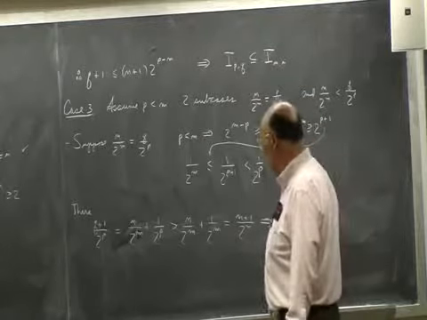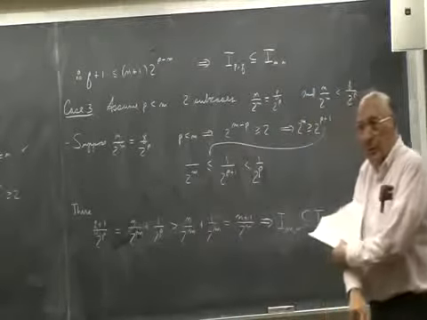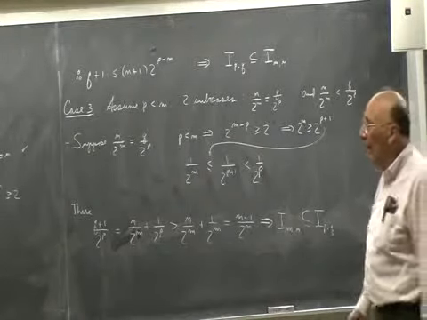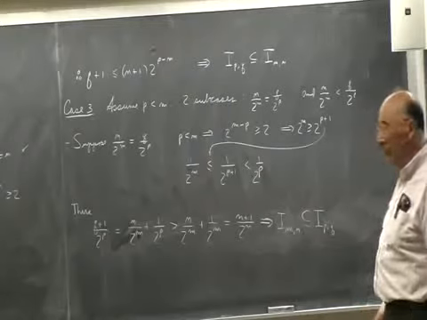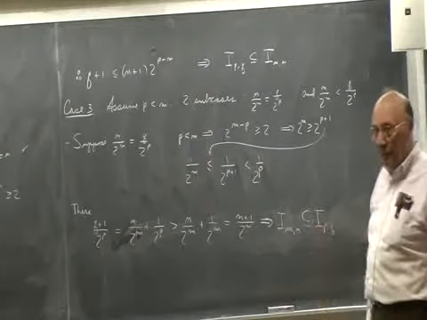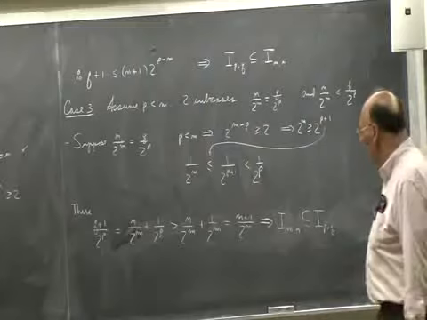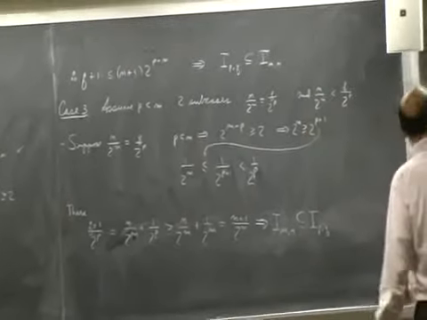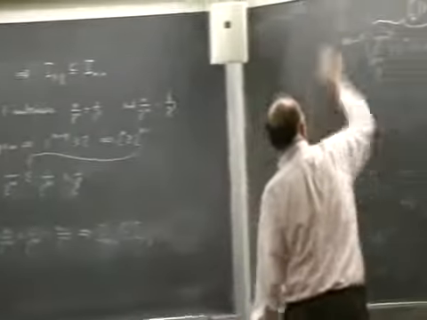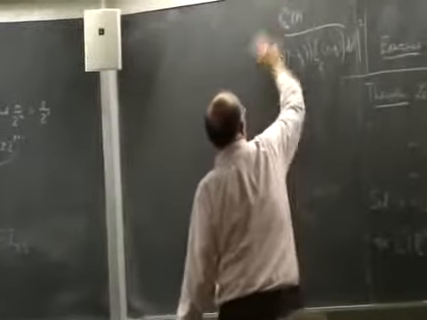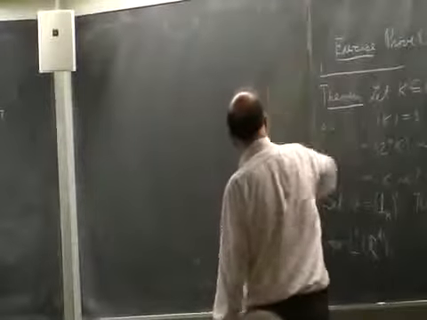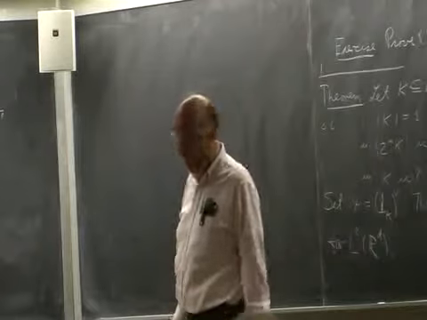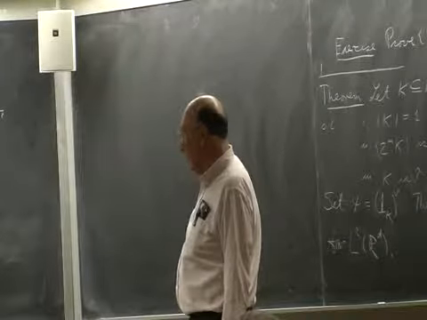We're taking any integers. M and N can be any integers. How about non-integers? Oh no, I'm only dealing with integers right now. When they're not integers, it's just not true. That's right.